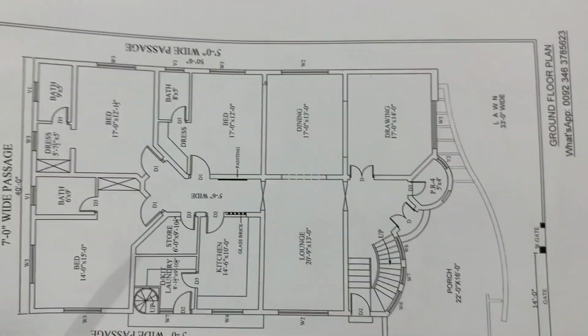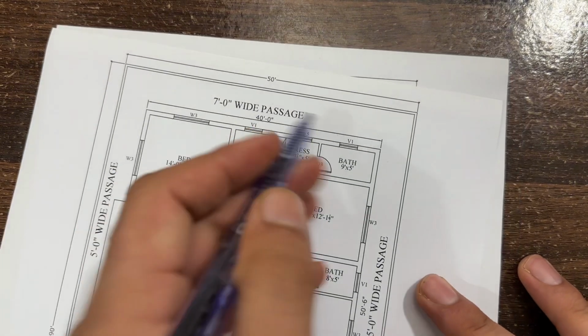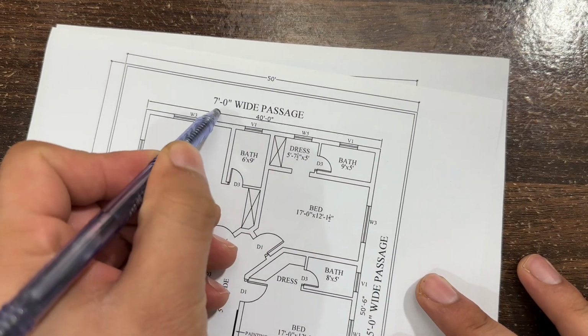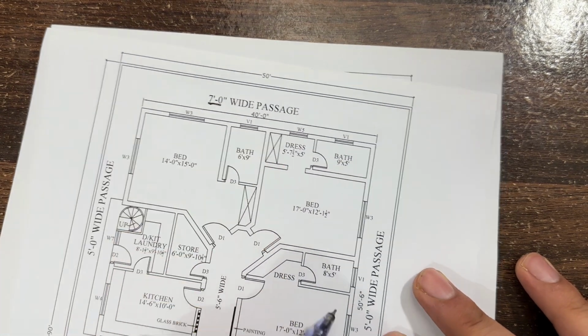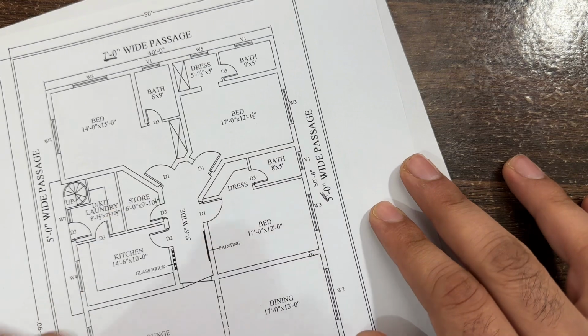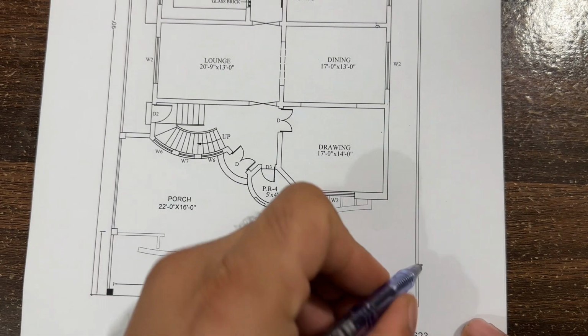So guys, you can see here. If you see, we have three sides open in the ground floor. Width is 5 feet, 7 feet at the back side. This is open to sky. Wide passage 7 feet and 5 feet left side and 5 feet right side. Lawn is to the front side, guys, you can see, which is here.